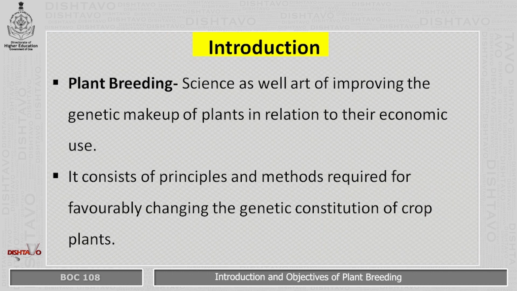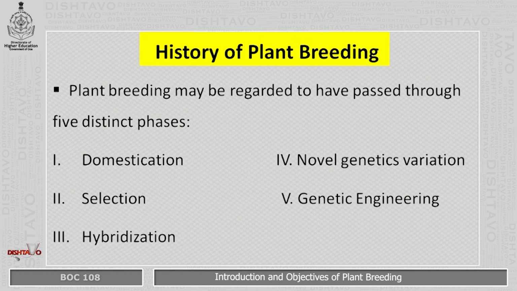Introduction. Let us see what is plant breeding. Plant breeding is the science as well as art of improving the genetic makeup of plants in relation to their economic use. It consists of principles and methods that are required for favorably changing the genetic constitution of the crop plants. Let us see some brief history of plant breeding.